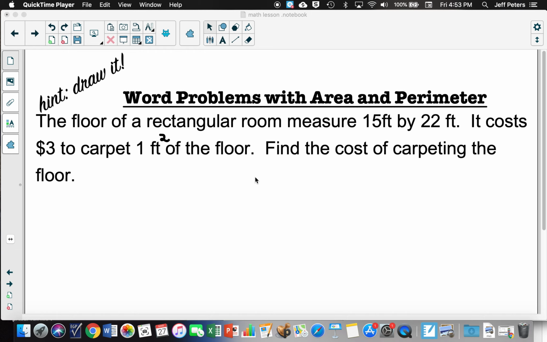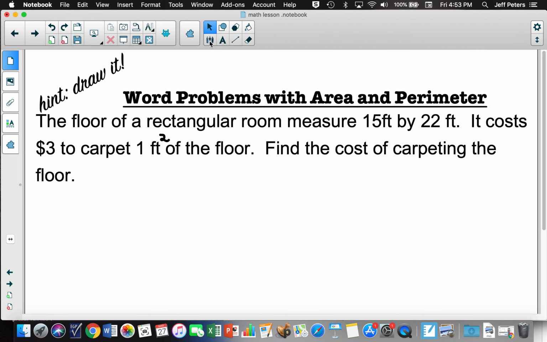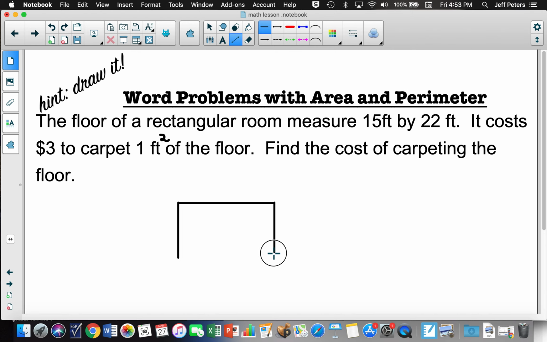Okay, so word of advice. Whenever they describe a picture or a polygon, in this case, a rectangle, I recommend drawing it out. So let's go ahead and do that first. So let's grab our pen and we're going to draw out our rectangular room. Boys and girls, just like always, my picture is going to be flawless. All right, so we have our rectangle.